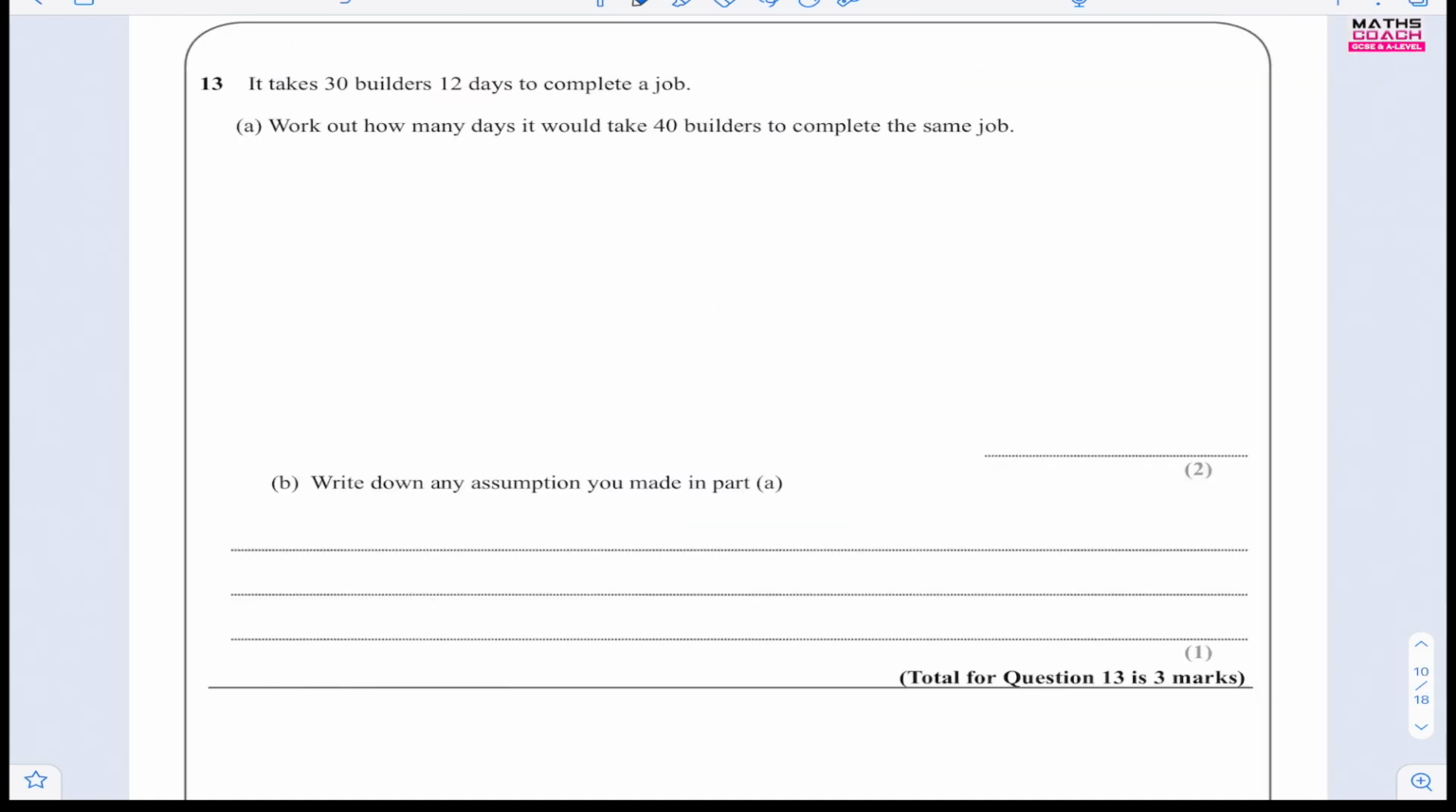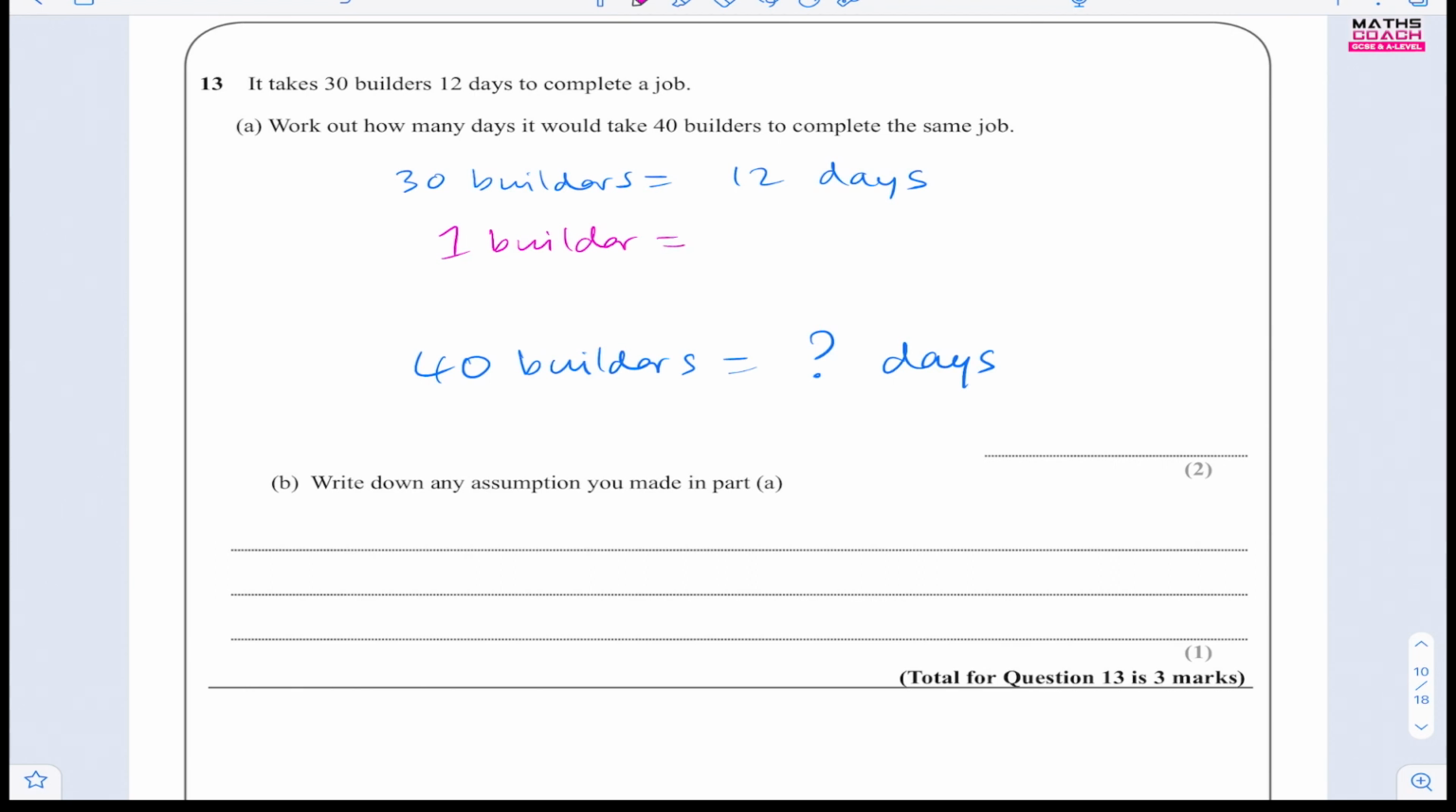Okay, so question 13. It takes 30 builders 12 days to complete a job. Work out how many days it will take 40 builders to complete the same job. We can start off by writing 30 builders take 12 days, and we want to know how many days 40 builders will take. Okay, so let's go down to one builder. How many days will it take one builder to do this job? So 30 divided by 30 gives us 1. So on the other side, we will multiply by 30 because it's going to take them a longer time.